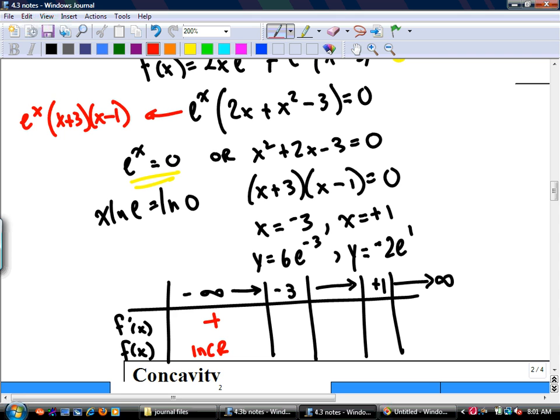Okay, pick a number between -3 and +1. 0. e to the 0, positive. 0 plus 3, positive. 0 minus 1, negative. A positive times a negative is a negative. Decreasing. Pick a number between 1 and infinity. 2. Positive, positive, positive.